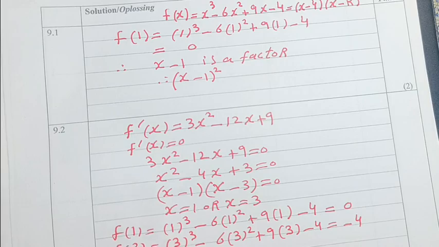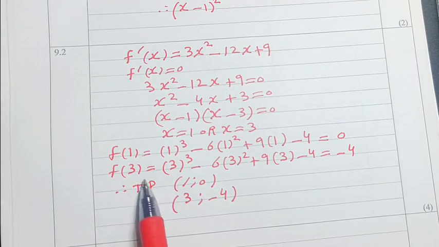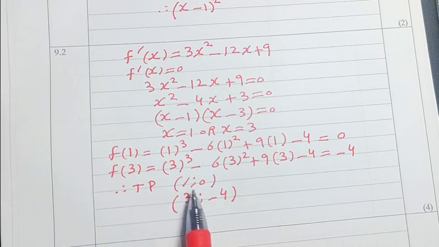So now the turning points we have, therefore, are x is 1, y value 0, and x is 3, y value negative 4. So these are the turning points. We substitute f of 3 and we get negative 4. So the turning points: x is 1, y value 0, x is 3, y value is equal to negative 4. So these are the turning points.